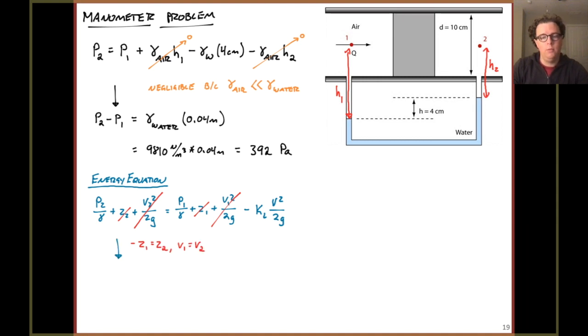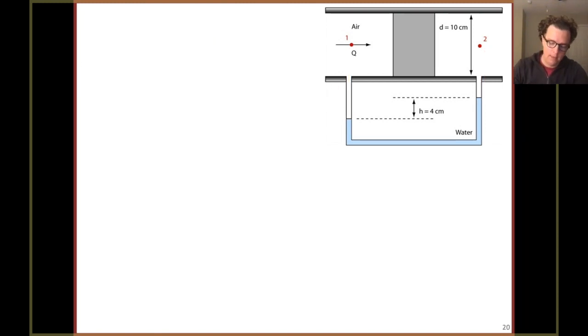So this problem simplifies a bit. Points 1 and 2 are at the same elevation, and the pipe diameter hasn't changed, so we're going to assume that V1 is equal to V2. With a little bookkeeping, we get that the pressure drop over the specific weight of air is equal to minus the minor loss coefficient KL times V squared over 2g. And just to be clear, that's the specific weight of air, because we're moving from point 1 to point 2 through the fluid flowing through the pipe and the filter. That's air.